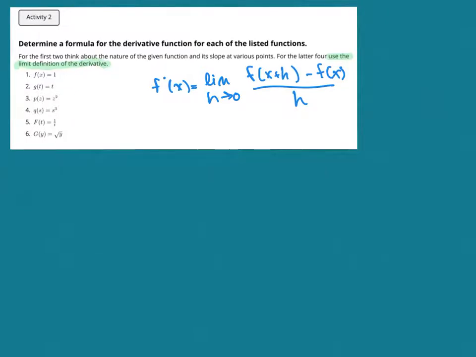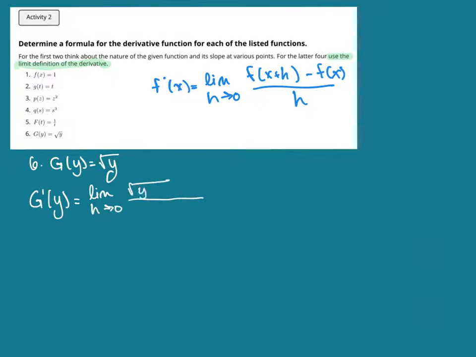Hooray! Last but assuredly not least, let's look at problem 6. G of y is equal to the square root of y. We'll set up g prime of y is equal to the limit as h goes to 0 of the square root of y plus h minus the square root of y all over h. All right, are you chanting the definition of the derivative in your head on repeat yet? Fear not, that day will come.